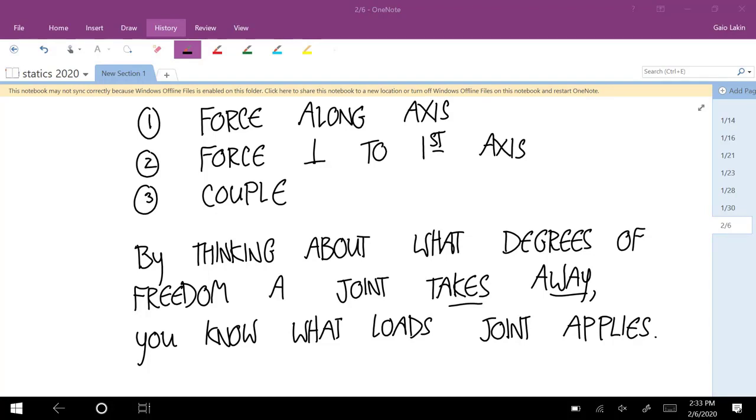Okay. So now I'm just going to go through a list of all the two-dimensional joints that we're going to see in this class, and I have two examples that hopefully will help understanding. I'm going to go through it in terms of categories. Each one of these categories limits certain types of motion.